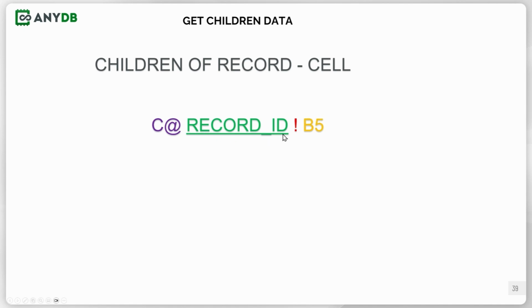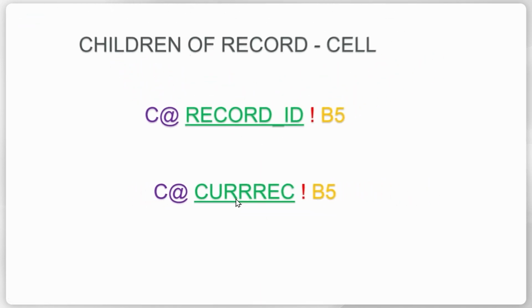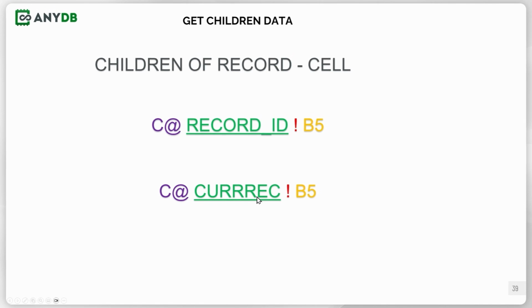Now, this record ID, sometimes you don't know what it is ahead of time. If you want to refer to yourself, which is useful if you're building a template ahead of time that doesn't know what its ID is going to be, there's a special way to refer to the current record always, by using this current rec shortcut, and that always refers to the current record's ID. So what we are saying here is get me all the children of this current record and get me the values from the cell B5. Let's look at an example.